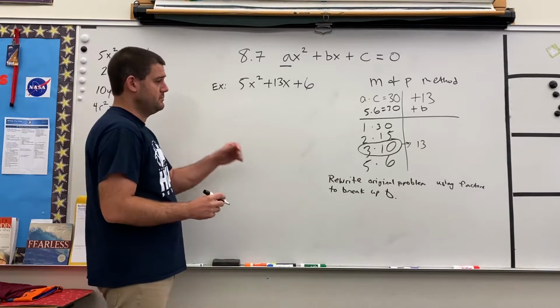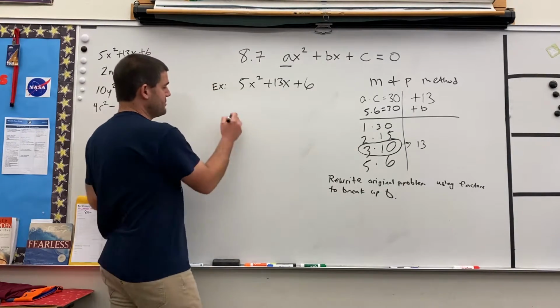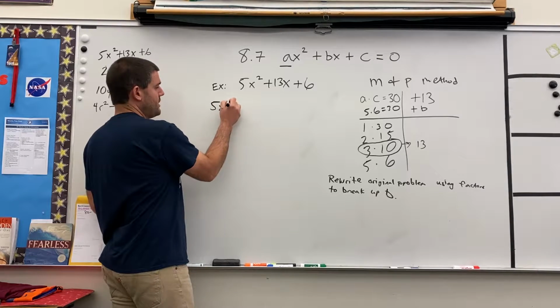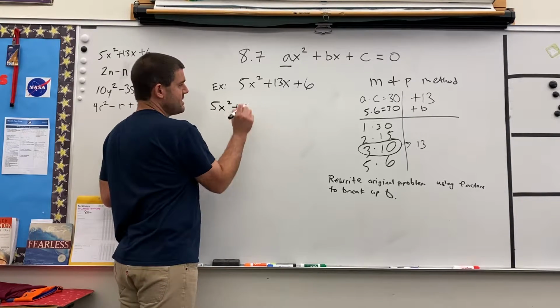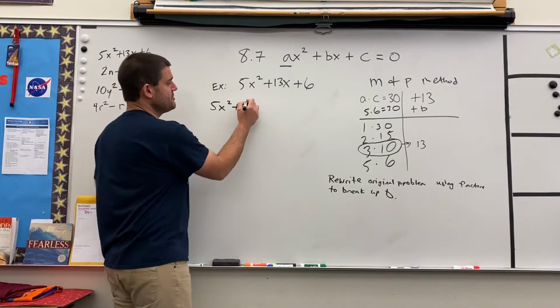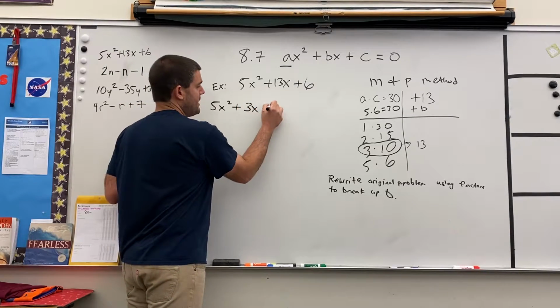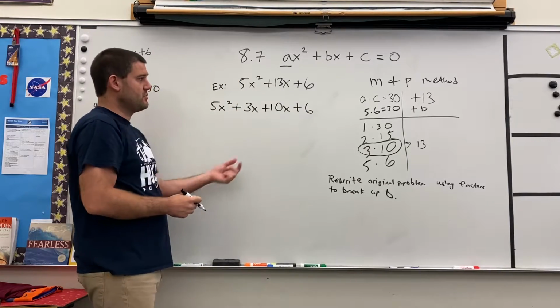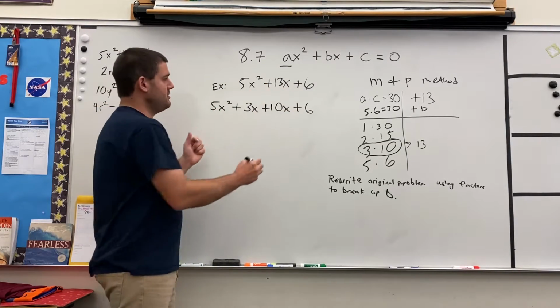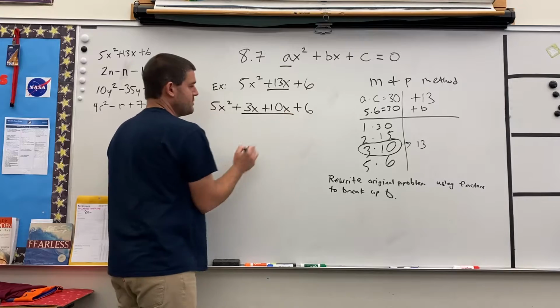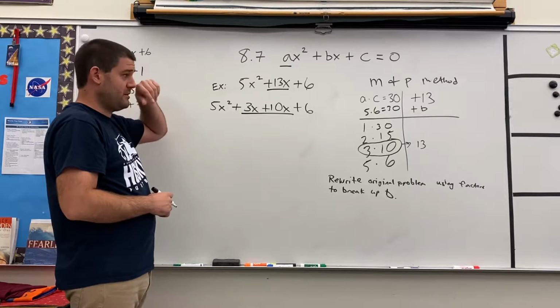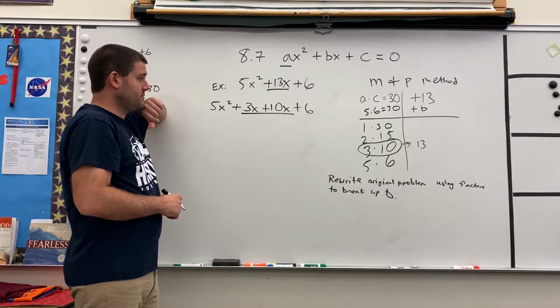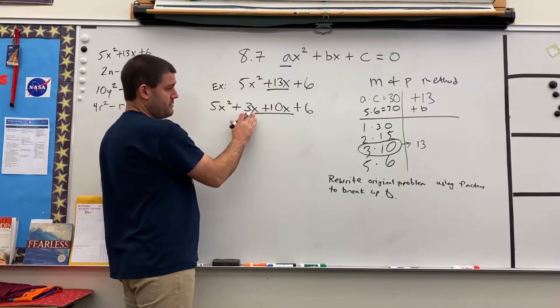So here's what I mean. We know 3 and 10 are our factors, so I have 5x squared plus, now instead of 13, I'm going to use the 3x and the 10x plus 6. Okay, so really all I did is rewrote 13 this way. Rewrote 13 with the 3 and the 10.